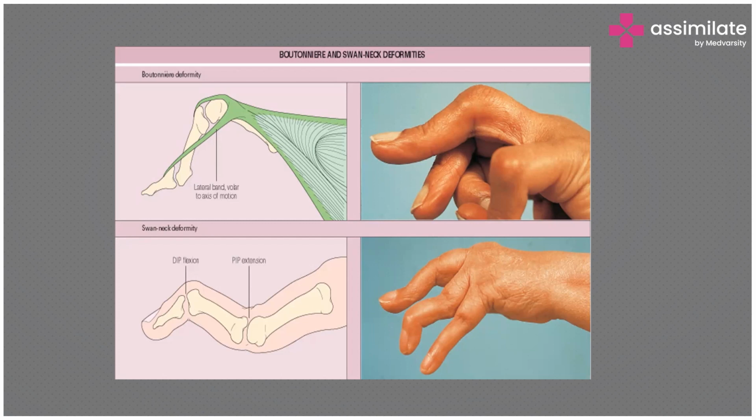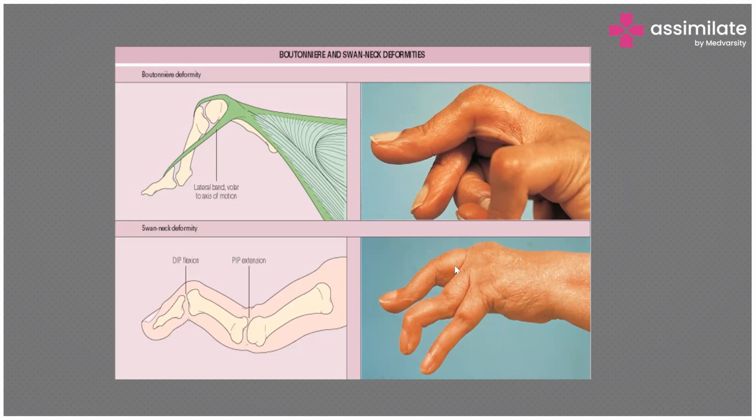In the other diagram, you see swan neck deformity. There is a hyperextension. Where do you see the hyperextension? See, it is at the proximal interphalangeal joint, and flexion is there at the distal interphalangeal joint. Both are opposites. Okay. See that?